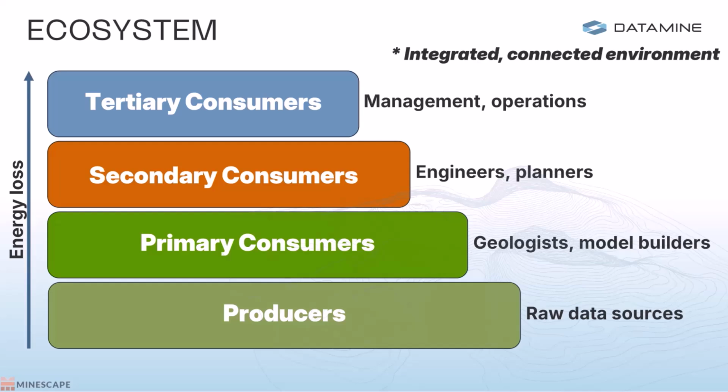Next are the secondary consumers, the engineers and planners. They feed on what is provided by the primary consumers. They use those models to design pits, define mining blocks, plan waste dumps, and create schedules. They optimize both short-term operations and life-of-mine strategies, converting models into actionable, strategic mine plans.